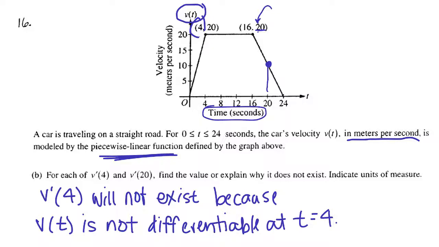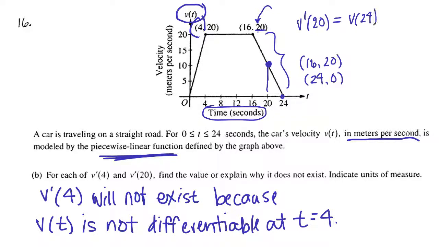We can find that v prime at 20 is going to be the slope of your tangent line here. So all we have to do to find v prime at 20 is find the slope of this line segment from here to here. Notice what two points we have. We have the point 16, 20, and we also have the point, I would use this one down here, 24, 0. So now all we have to do is our change in y over our change in x. So we have v at 24 minus v at 16, all over 24 minus 16.